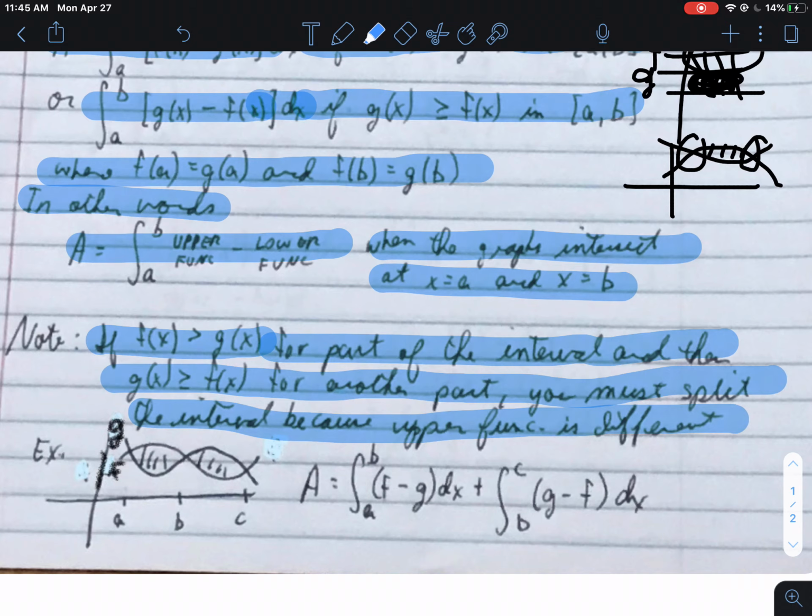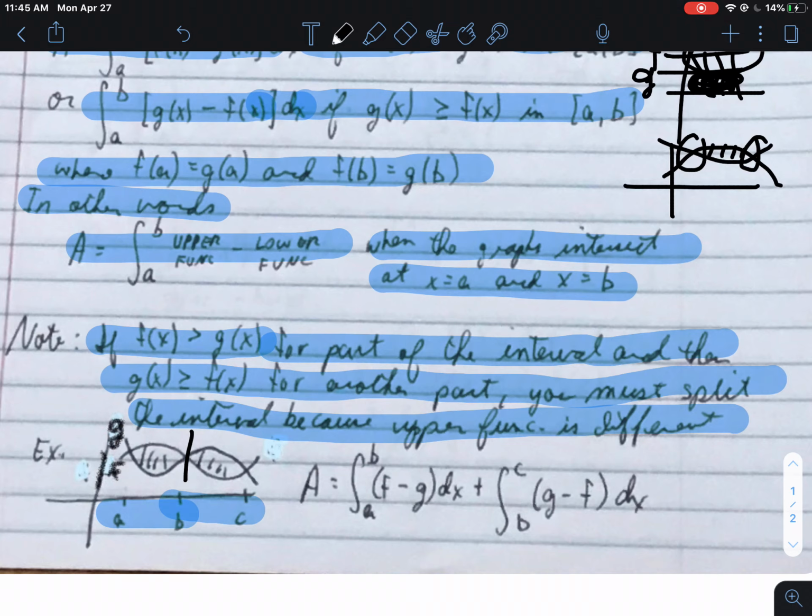So if you look at the interval from A to B, over that interval, f is the upper function and g is the lower function. But then they cross each other, and over the interval from B to C, g becomes the upper function and f is the lower function. Right? So if we're calculating total area, then we need to break the interval at whatever point they intersect. I think you're only going to have maybe one of those in your homework, but at this point where they intersect and they change orientation.